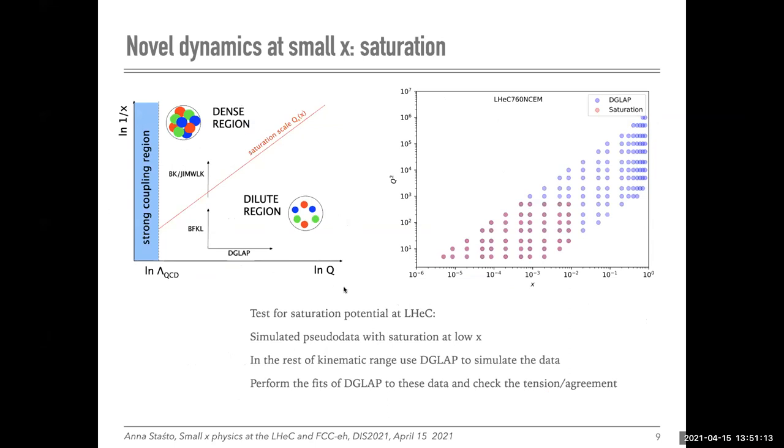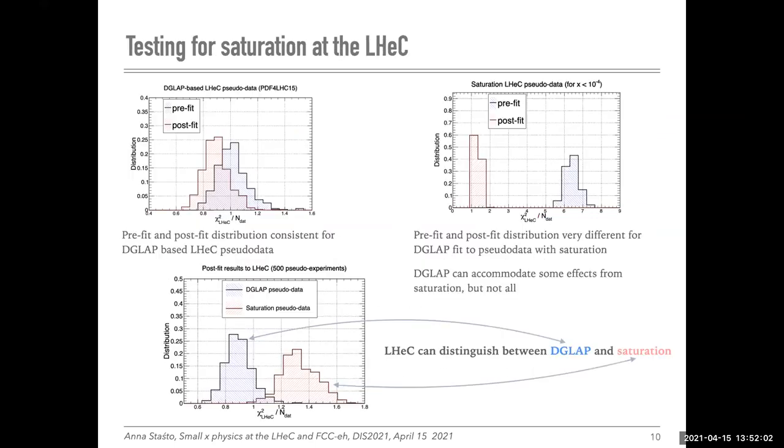Likewise, this is also the region where another type of effect can come on top of that, and that is saturation. We have a theory that predicts the existence of a saturation scale, and then the data need to tell us where the saturation scale will position itself on this x and Q squared plane. And so the following exercise was done at LHeC, where the data were simulated with saturation in some low x region, and then the rest was with DGLAP. And then there were several sets of data simulated, and then fits of DGLAP were performed to these data to quantify the tension or to see whether there is agreement or tension. So this is the result.